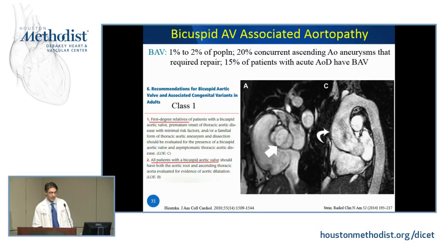Bicuspid aortic valve aortopathy, very important to know, affects 1 to 2% of the population. 20% of bicuspids will have, of course, concomitant ascending aortic aneurysms that will require repair. And 15% of patients with dissection have bicuspid aortic valves. So major, major problem. It's a class 1 indication that first degree relatives should be screened. It's very, very important. And patients who do have a bicuspid valve should have some imaging, beginning with an echo to start identifying pathology.